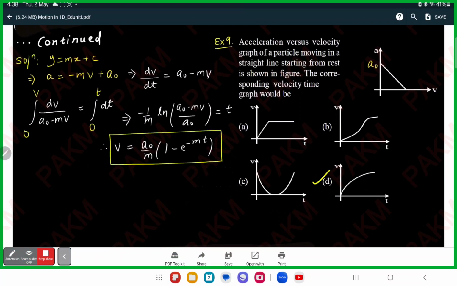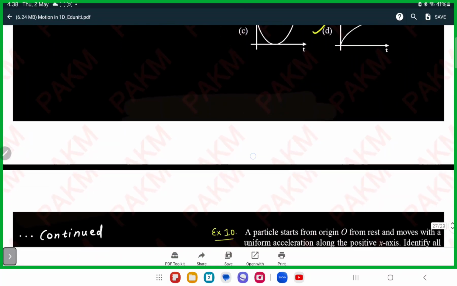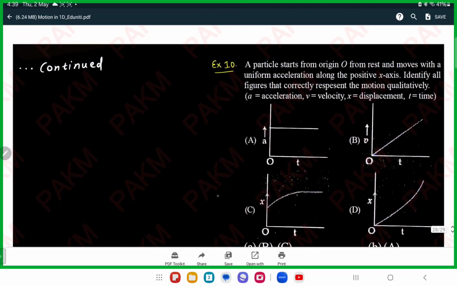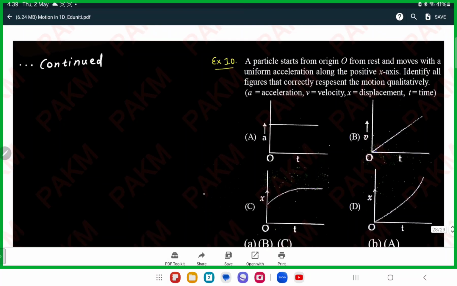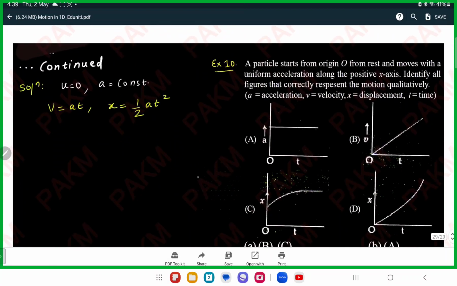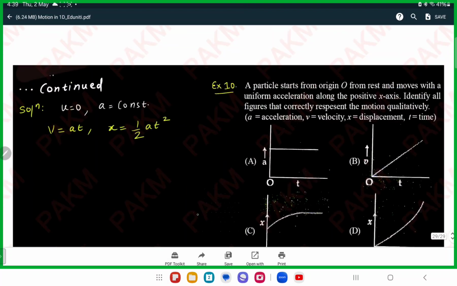Now next important graph. Now this is just like homework. You can attempt these two questions, and we will surely discuss the solution in the upcoming video.